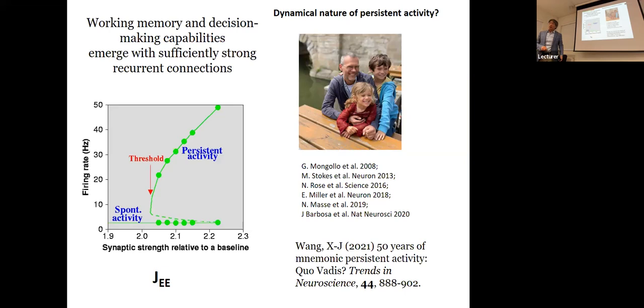And the third point to make is that working memory, by definition in psychology, by Baddeley, involves not only maintenance, but also manipulation of information, right?